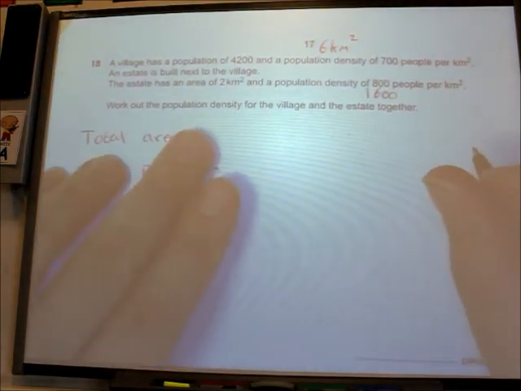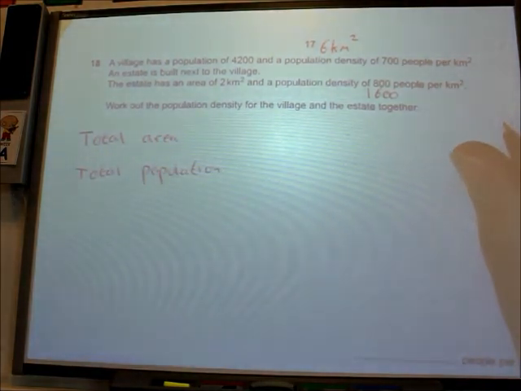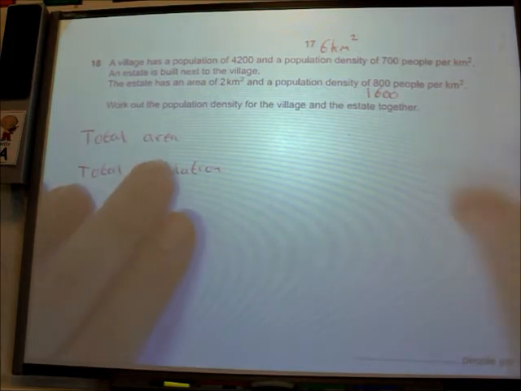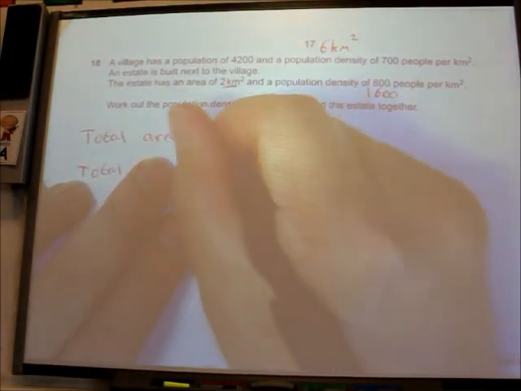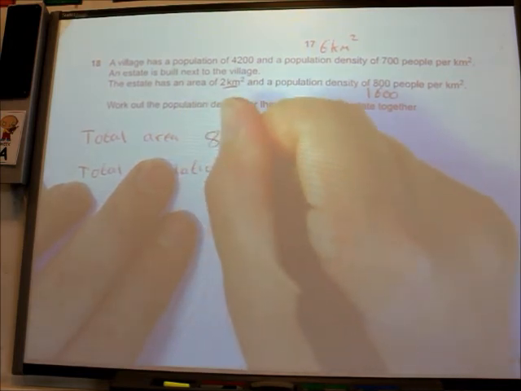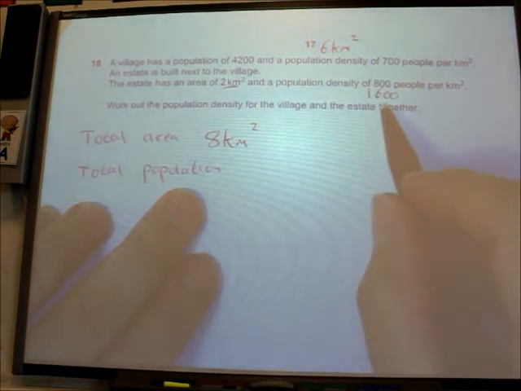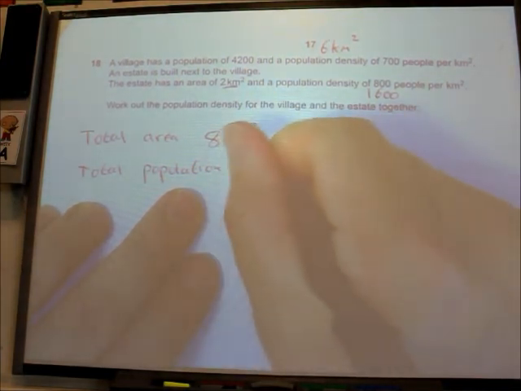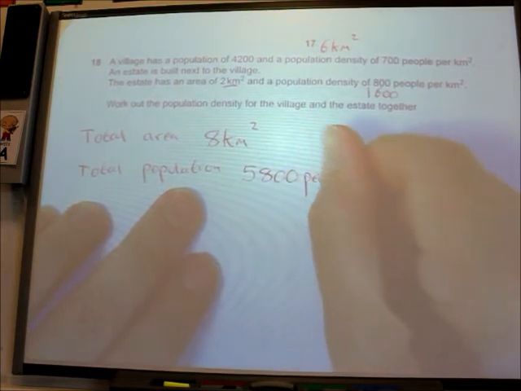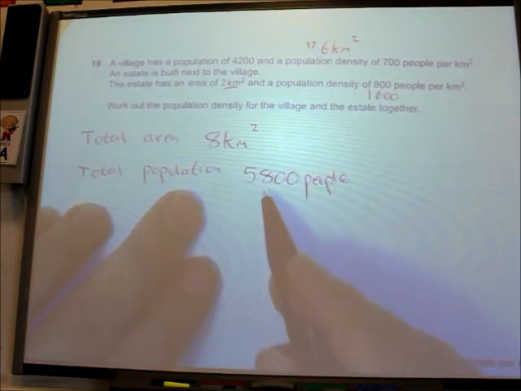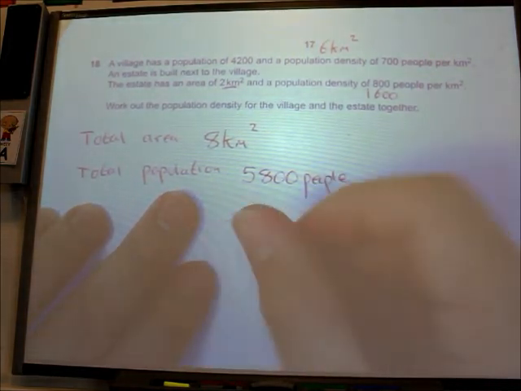Work out the population density for the village and the estate together. Right, well the total area is 2 kilometres squared plus 6 kilometres squared, so it's 8 kilometres squared, and the total population is 4,200 and 1,600, which is 5,800 people. So in 8 kilometres squared there's 5,800 people. I want to know how many people live in 1 kilometre squared, because that is population density.